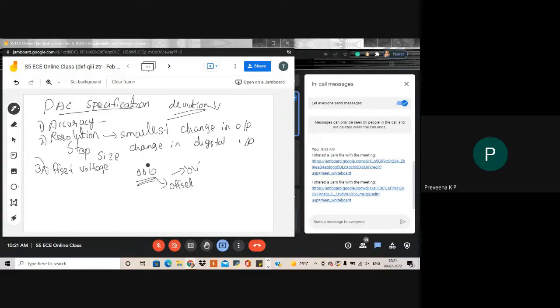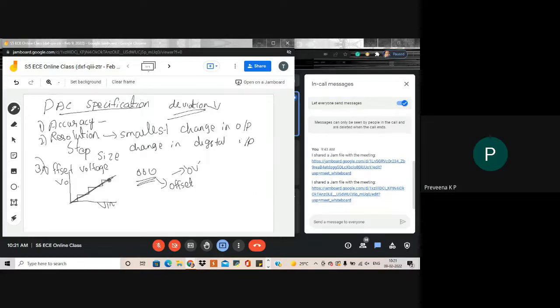The next parameter is the linearity parameter. Linearity can be defined as the maximum deviation in the step size from the ideal step size. In the case of DAC, whenever a digital value is converted to an analog value, we expect this curve. This is analog in nature, a continuous variation in the output. This is V out, this is V in. But in practical cases, we get a waveform like this.